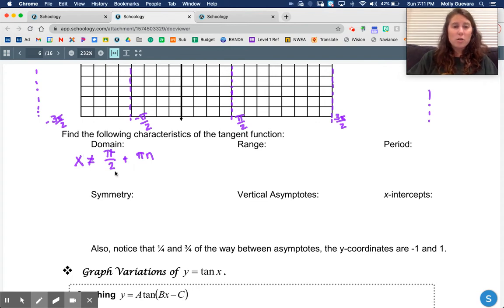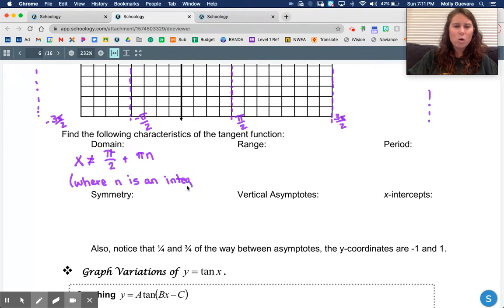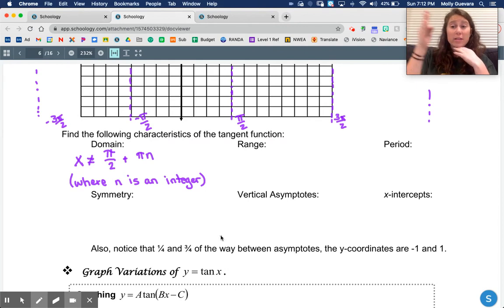Okay? So we say pi over 2 plus pi n, because it's every pi in either direction. And then we always have to say where n is an integer, right? N is a whole number. I can't multiply by 0.5 or anything like that, because it is always every pi, because pi is the period of tangent, okay?